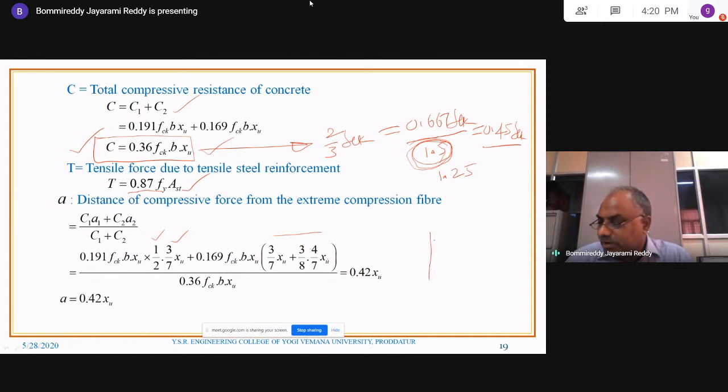So normally for parabola, if this is parabola, center of gravity is here. This is nothing but 3 by 8 of height, whereas this is nothing but 5 by 8 of height. So we need the center of gravity from top. It is 3/8 of 4 by 7, and substitute this. And the computation gives 0.42 XU. So A is 0.42 XU. So this is called the distance of the compressive force from the extreme compression fiber.